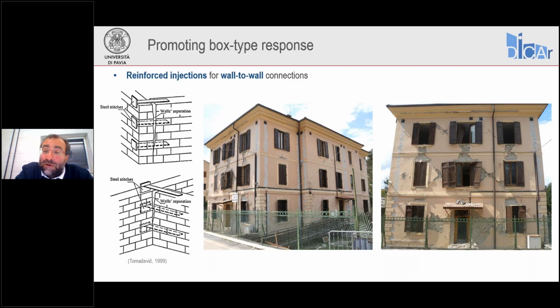You see all piers and all spandrels, in this case, are cracked in shear, which is actually somehow good, because it means that we were able to take advantage of all the strength of this element, the in-plane strength of this element. They were all exploited all the way to their end. And this is good news. It means that this type of intervention can actually be effective at promoting our desired box type behavior.